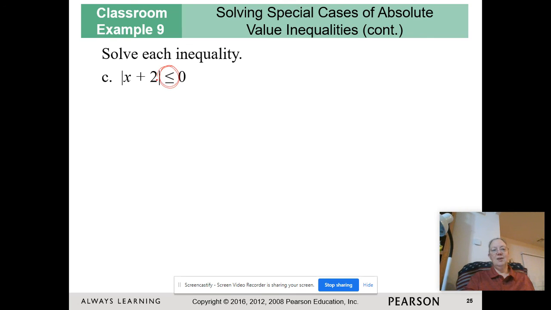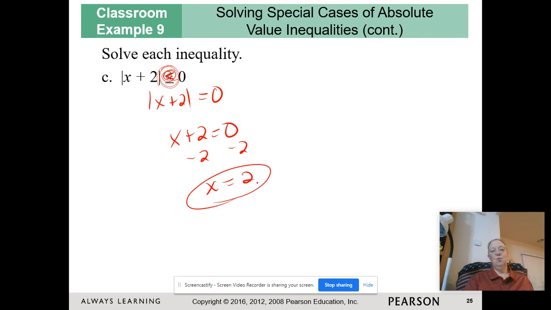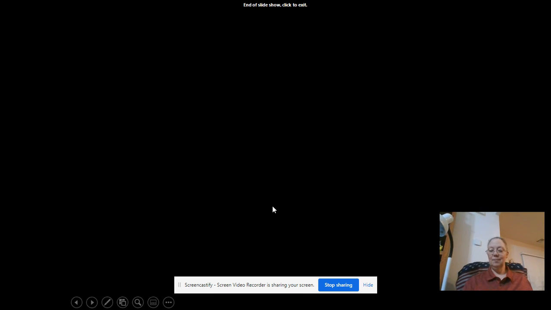The only time it's going to be less than or equal to 0 is when it is equal to 0. It can't be less than. Cannot be less than. Can only be equal to. And when it's equal to 0, there is no plus or minus 0. The only number that will solve this inequality is -2. That's it. All right, there you go. That is 8.3.